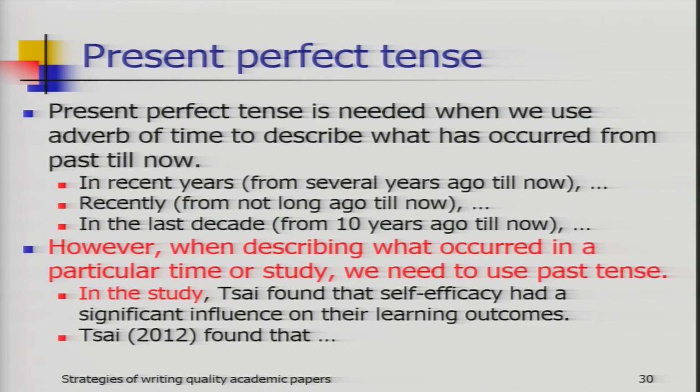And also, if we use some particular terms, such as "in recent years," that means from several years ago till now, right? If we use this term, we need to use present perfect tense. And also "recently," that means not long ago till now. Or "in the past decade," that means 10 years before till now, okay? If we use these terms, we all need to use present perfect tense, okay?